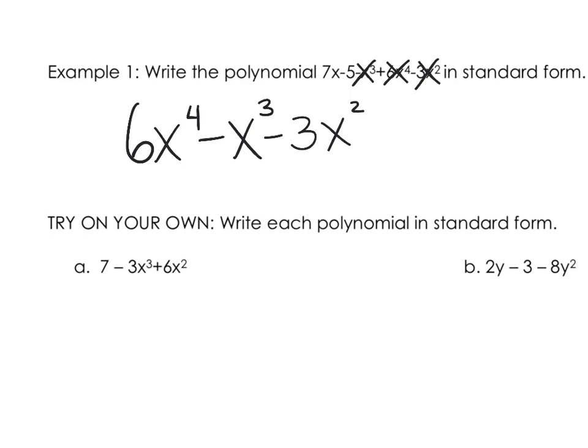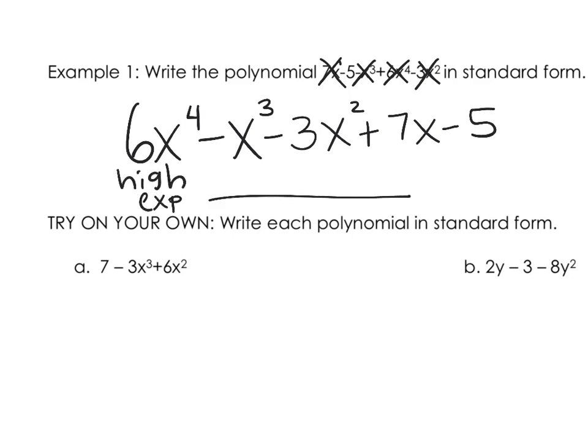Okay, the next one, we need an exponent of 1, which it's always hiding. It's right here on this 7x. Since it's a positive 7x, I'm going to put plus 7x. And I'm going to cross it out since I used it. And last but not least, I have my constant, just that minus 5 with no exponents. So this is in standard form. Highest exponent all the way down to lowest exponent.